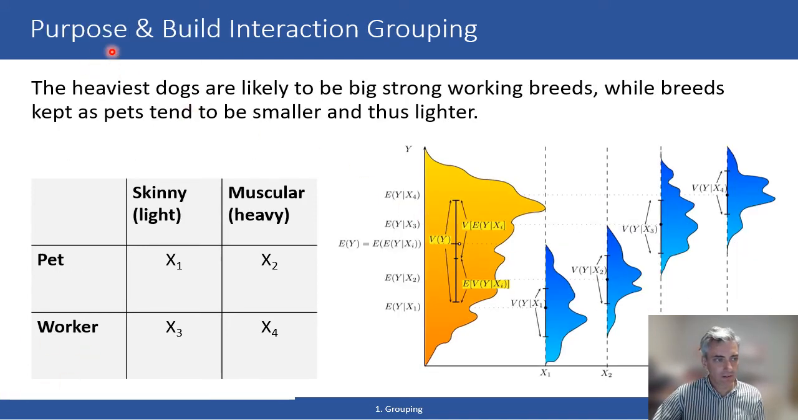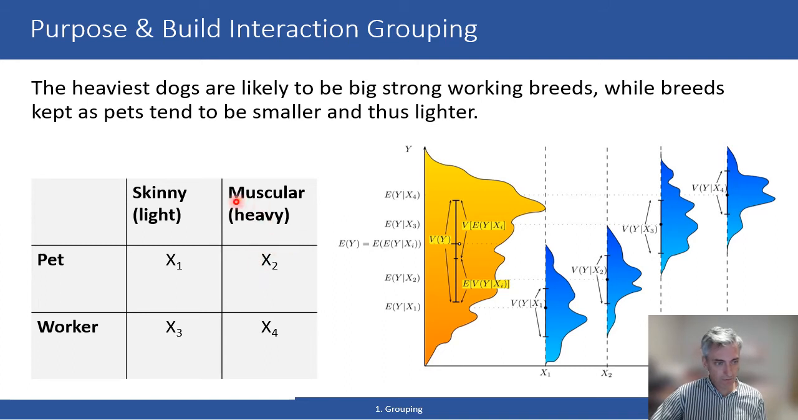However, let's look at the purpose and build of the dog. The build of the dog can either be light or heavy, skinny or muscular, and the purpose of the dog could be a pet versus a worker. Now, if we look at the light dogs that are pets, we see a relatively broad distribution, slightly less broad than before, and the mean of this distribution is just here. So these skinny dogs, which are pets, are more likely going to make the bottom half, the bottom tail of this overall population.